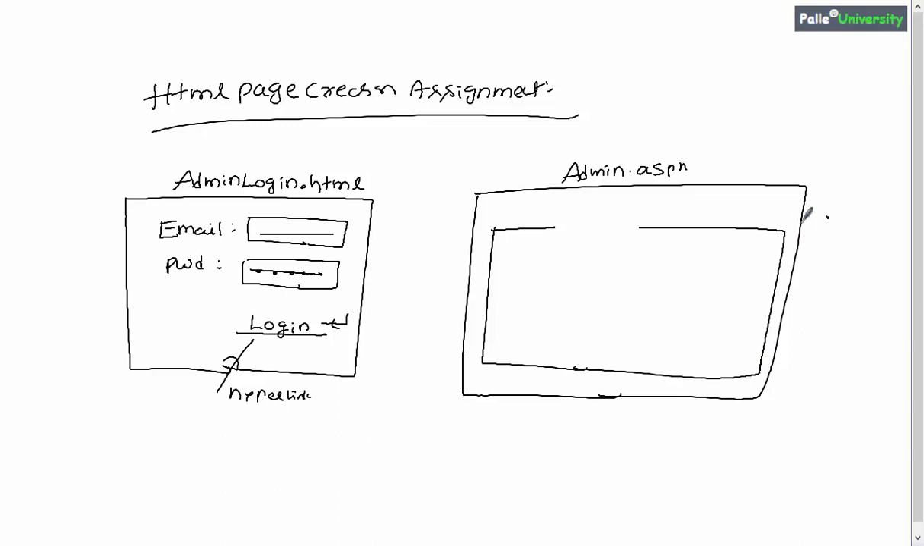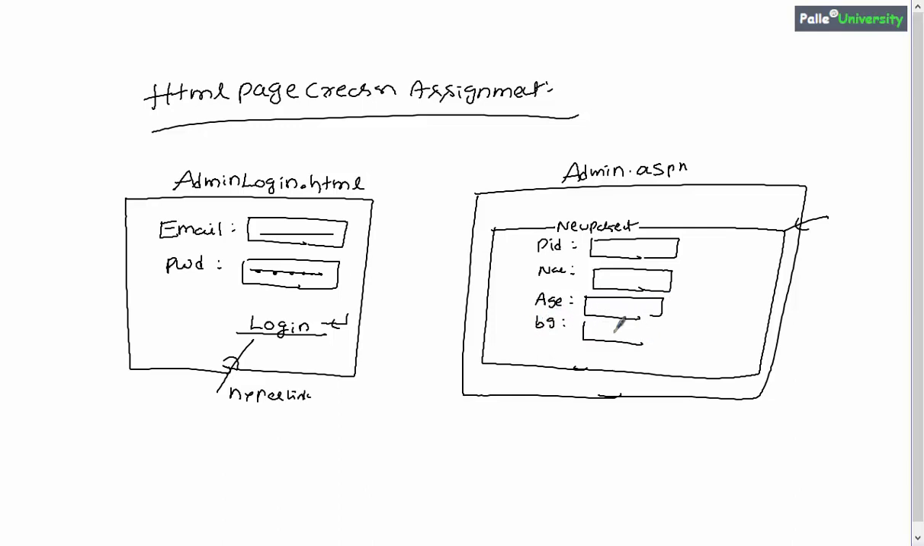Inside the admin.aspx page you should display the user interface something like this. You should display an area something like this, and inside this you should display the text as new patient, and inside this patient ID and a text box, name and a text box, age and a text box, blood group drop down list with select and all blood group values, O positive, O negative, and so on and so forth, and finally a submit button something like this. So this is my overall requirement.